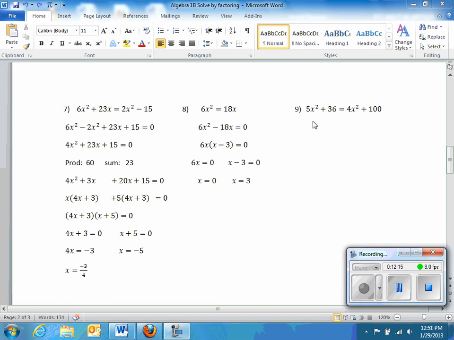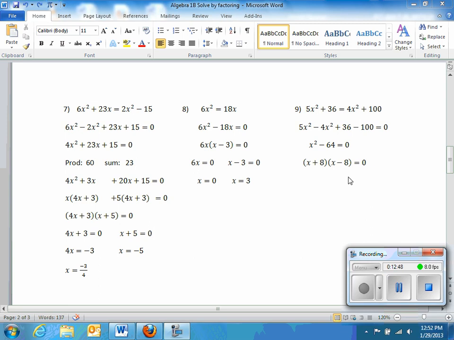All right, you'll have to begin by setting the equation equal to 0. The 4x squared will become negative 4x squared, and the 100 will become minus 100. Now we need to combine like terms. 5x squared minus 4x squared will just be x squared. 36 minus 100 will be negative 64. Now you have to factor this. The technique you'll use is difference of squares. One factor will have a plus in the middle, the other one will have a minus. The two factors are x plus 8 and x minus 8.